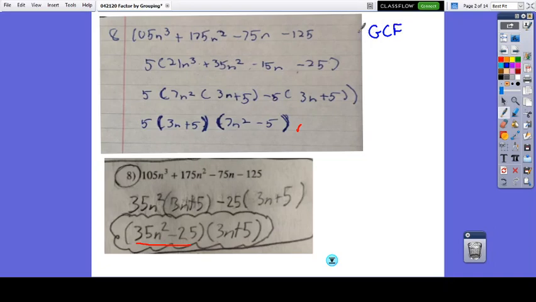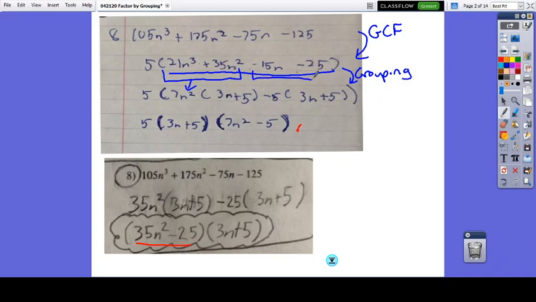So this first step between here and here is a GCF, and this is done very nicely. Every one of them is divisible by 5, and then you have your leftovers in parentheses. The next thing that happens is you factor what's in the parentheses by grouping. So you're using that grouping method to factor here. The first 2 sets of terms had a 7n squared in common. So you divide that out and you have a 3n plus 5 left over.